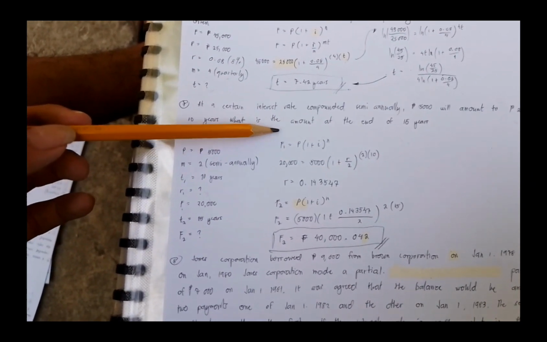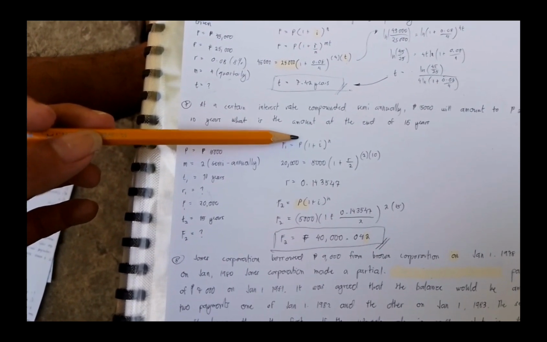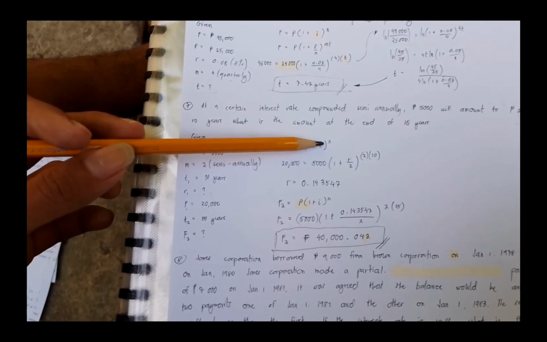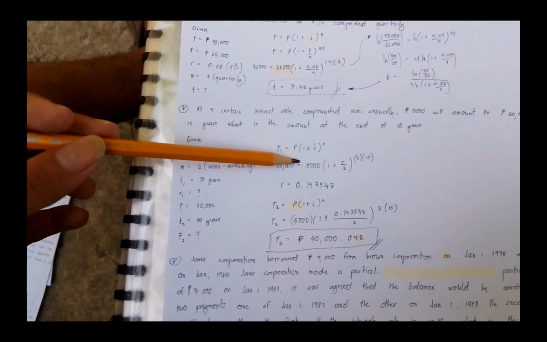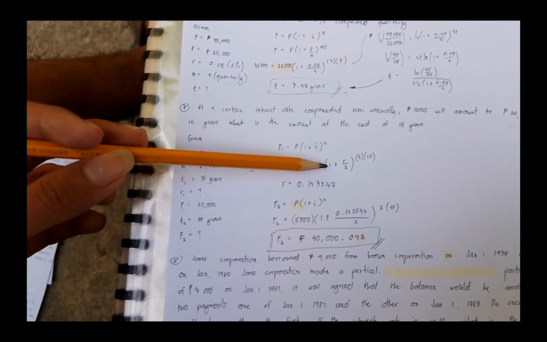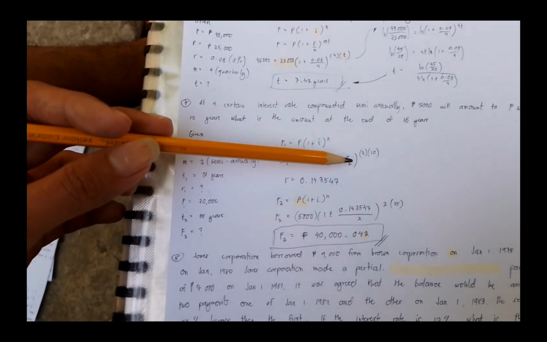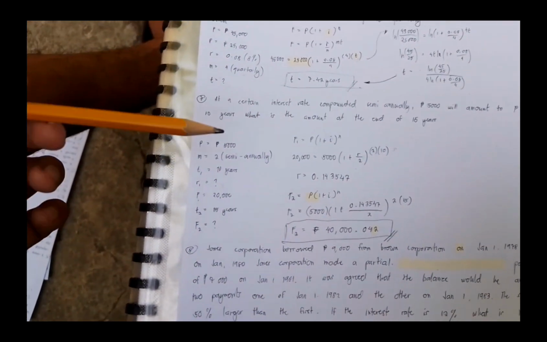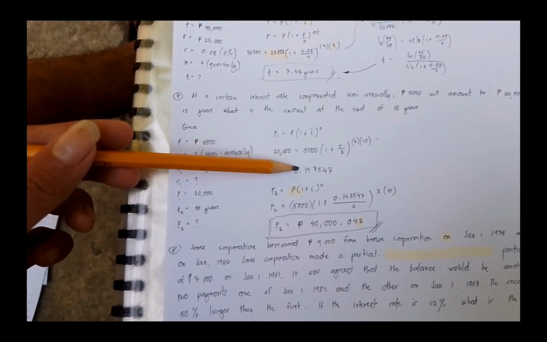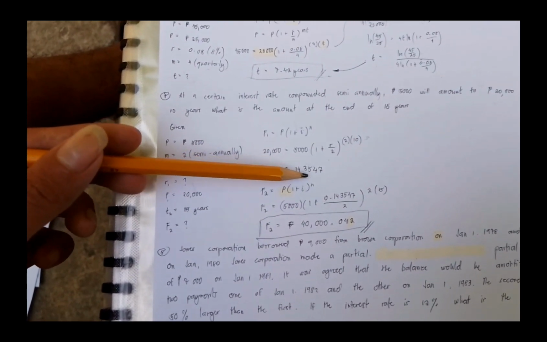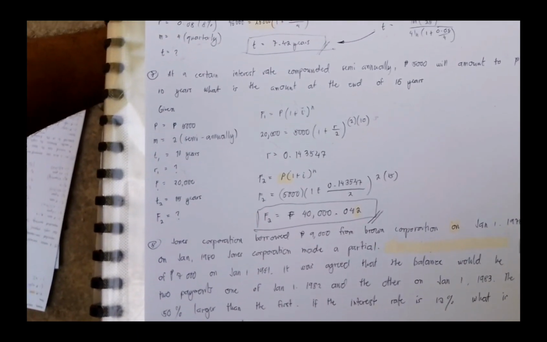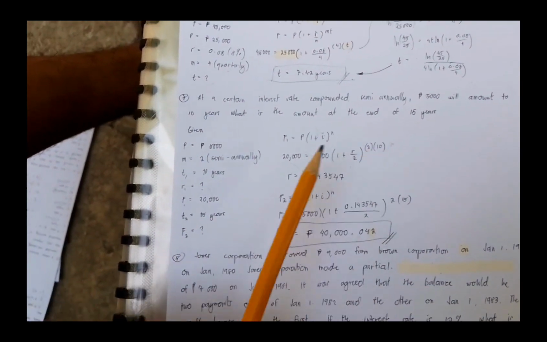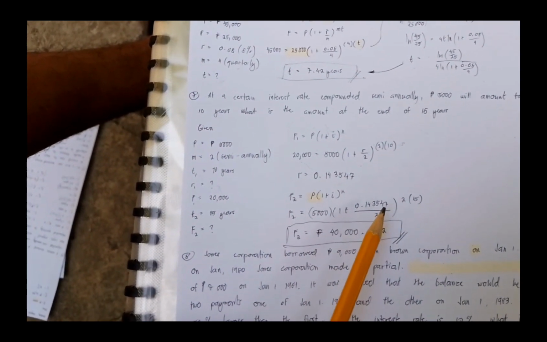So F is equal to P times the quantity of 1 plus i raised to n. Then 20,000 is equal to 5,000 times the quantity of 1 plus R all over 2, raised to 20, or 2 times 10. So we get R equal to 0.143547. But in using the calculator, I just shift-stored the value. I didn't round off anything. Just on the paper, I round off something.